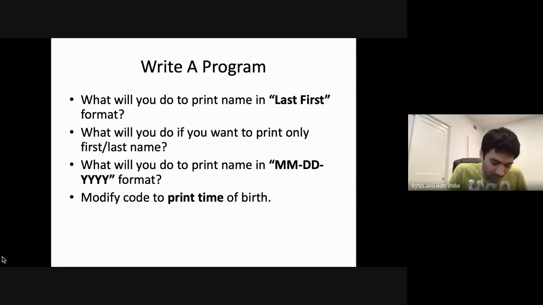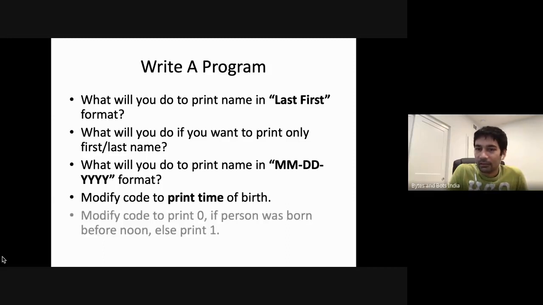Okay. So next is for Sam. So what would you do? How would you modify the code to print a 0 if person was born before noon, else print 1? So let's say you want to find out if the person was born before afternoon or after the afternoon, which is 12 p.m. and later. So how would you do that? What would you change in the person class to let you do that?